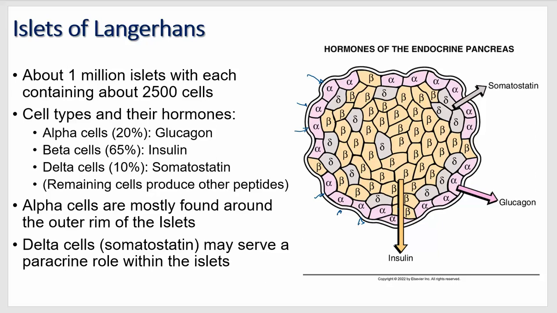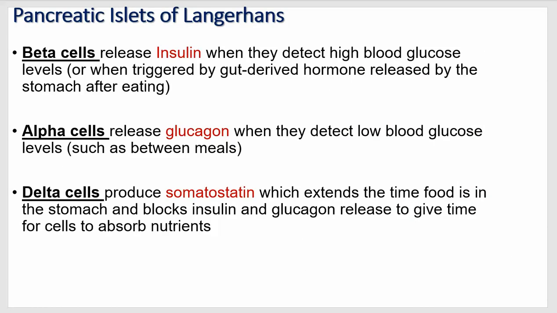Somatostatin can inhibit both beta cells and alpha cells, but they have this paracrine function within the islets of Langerhans, and they're a control mechanism to prevent too much release of either one of these. As I said, alpha cells are mostly around the outer rim. Delta cells, somatostatin, serve a paracrine role within the pancreas. We've seen a lot of stuff that somatostatin has done in our various sections that we've talked about.